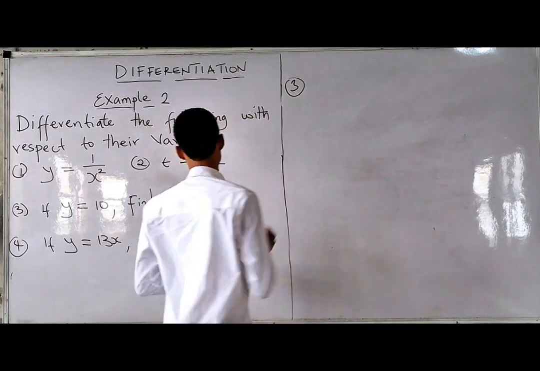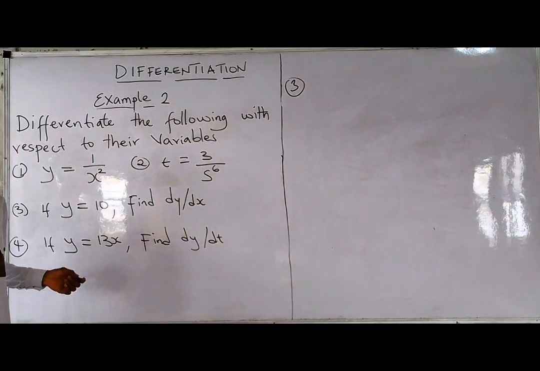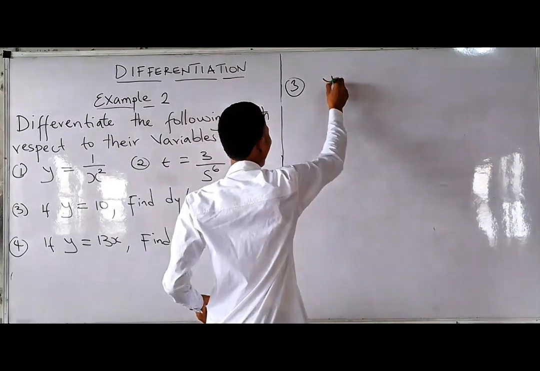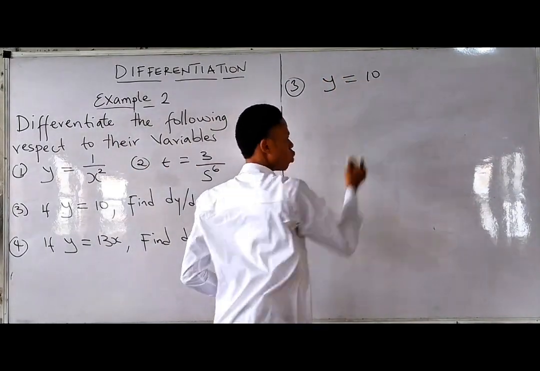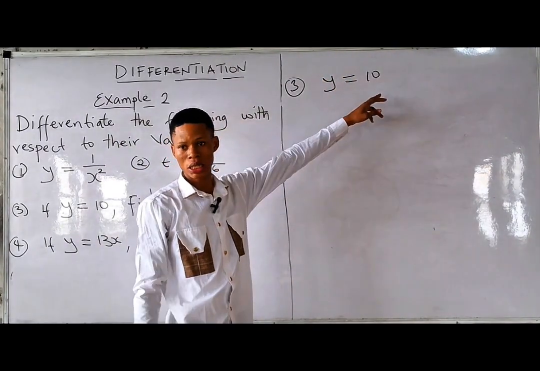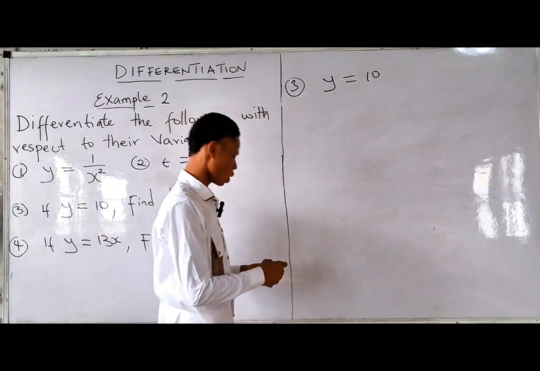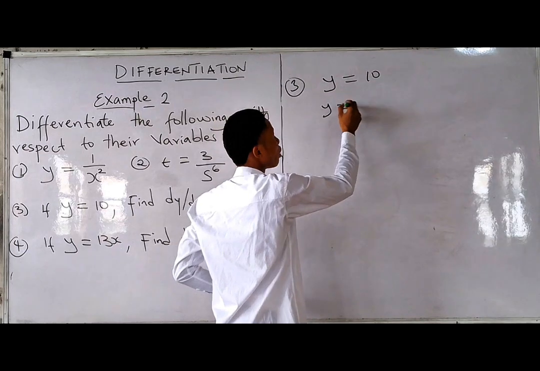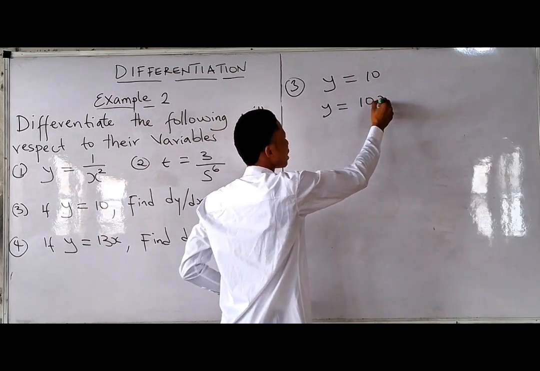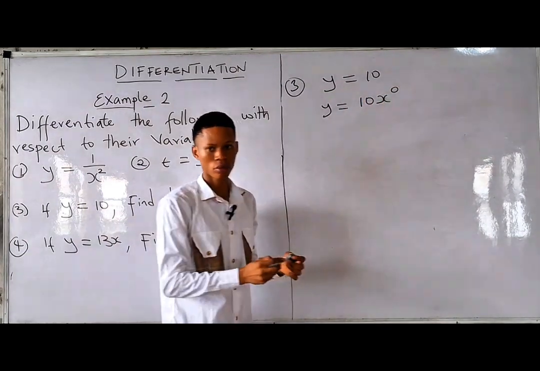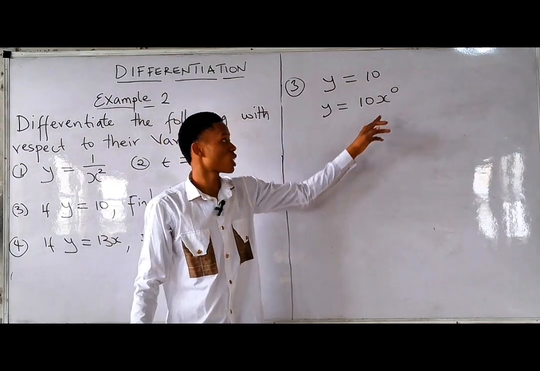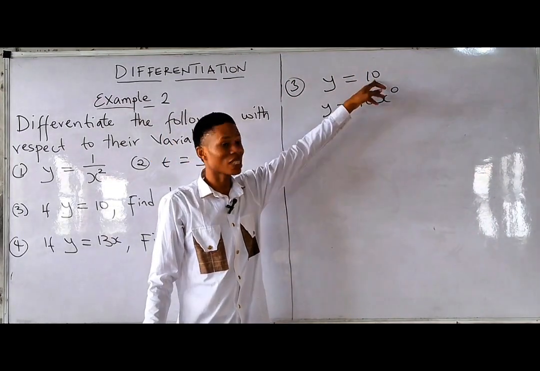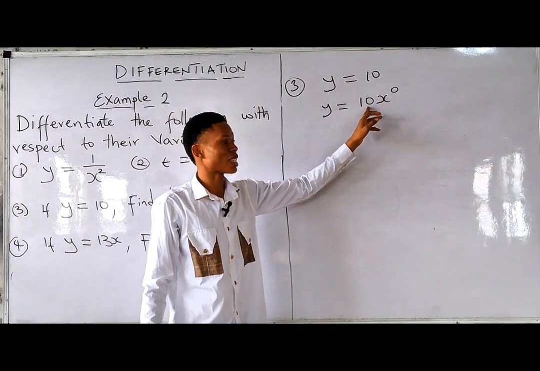Let's solve number 3 together. The question says if y is equal to 10, find dy dx. Now y equal to 10. We have to differentiate this. Remember that 10 is the same thing as saying y equal to 10x raised to the power 0, right? 10 is the same thing as 10x raised to the power 0 because x raised to the power 0 is still 1. 1 times 10 is still 10.